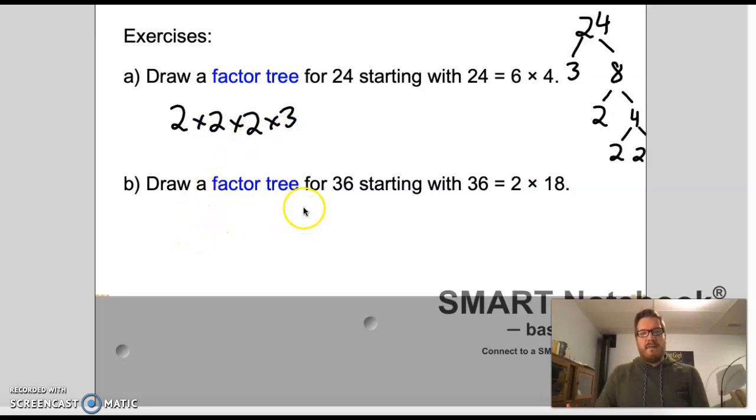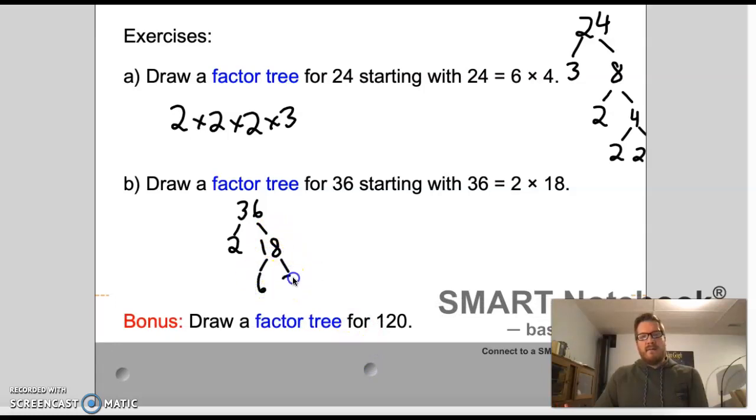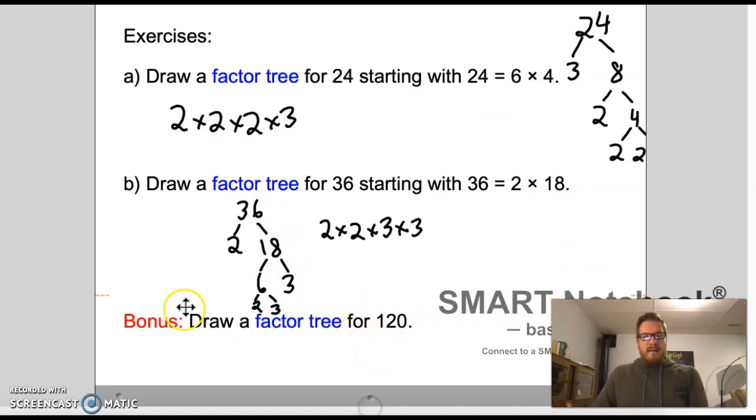Factor tree for 36, starting with 2 times 18. So I got 36, and then that's going to be 2 and 18. Then 6 and 3, and then real small, 2 times 3. Sorry for so small. And so what I would say here then is that would be 2 times 2 times 3 times 3. And if you want, you can do 120. I don't know if I actually have enough room in the space to do 120.